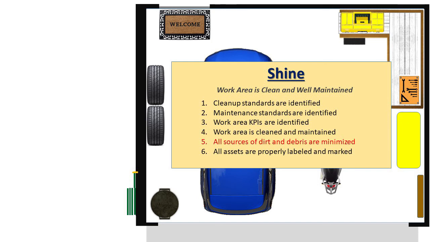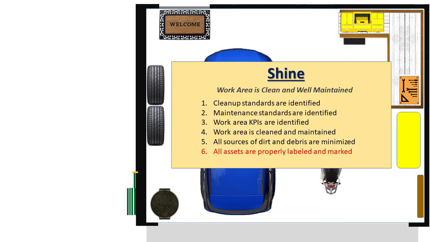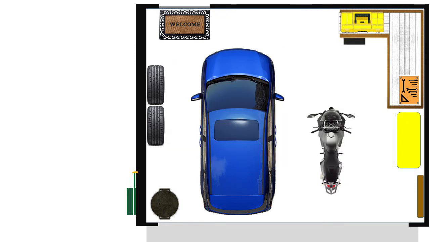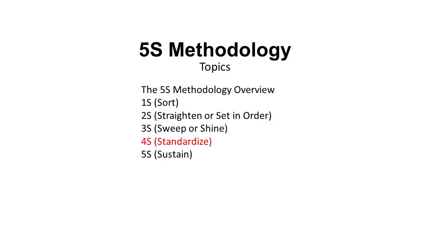The fifth step is all sources of dirt and debris are minimized. And the last step is all assets are properly labeled and marked. The third S, shine, is now complete. Now, let's dive into the fourth S, standardize.